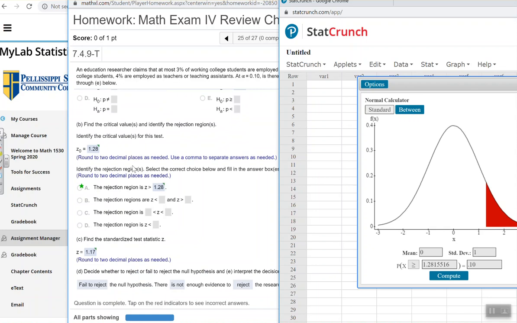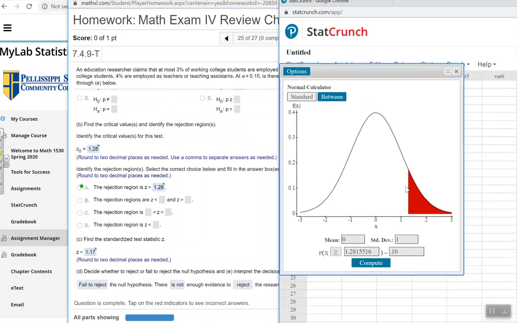So let's look and see what the test statistic is. The test statistic is 1.17. So that is not in the rejection region. It's about right here. This is 1.28. So 1.17 is somewhere in here. So that is not in the rejection region. So that means we do not have evidence to reject the null.